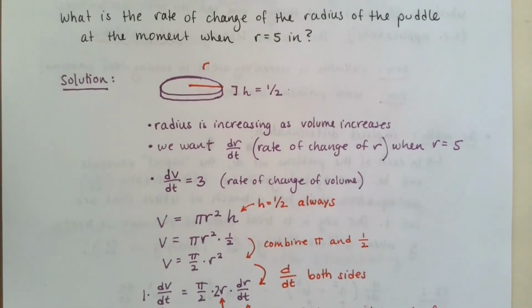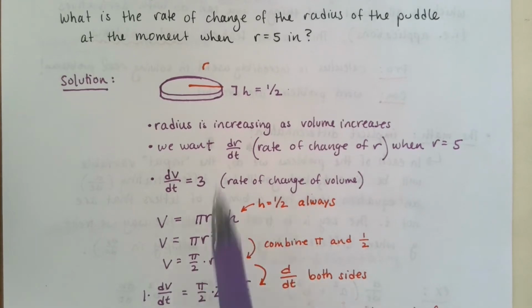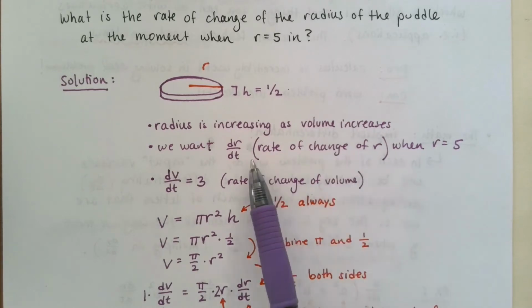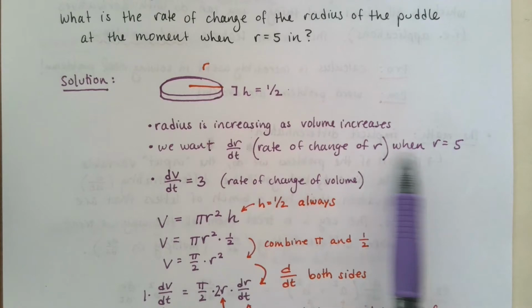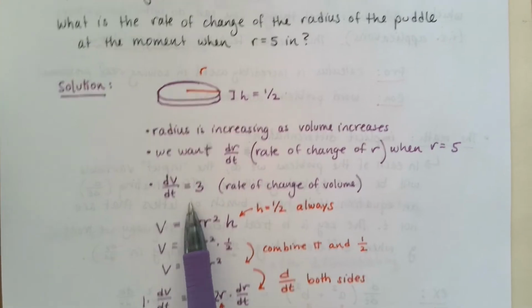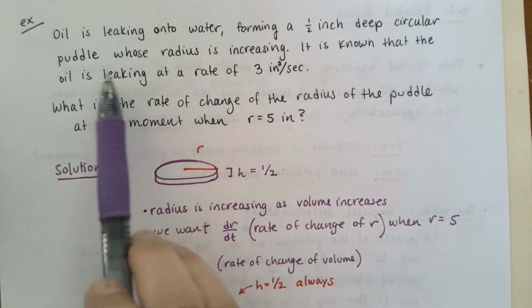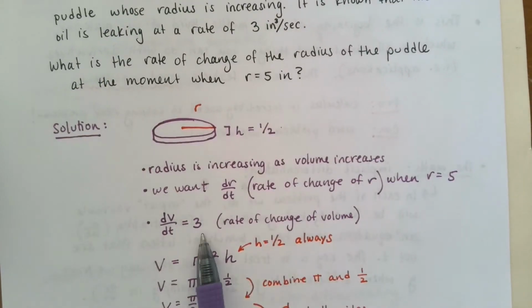All right, so I have a few bullet points to start off, kind of collecting information, labeling things as math. So I'm noticing that the radius would be increasing. We're looking for dr/dt because they want the rate of change of the radius at the moment that r is 5. And they're telling us that dv/dt is 3. I can tell that because of this line right here. The oil is leaking at a rate of 3 cubic inches per second. So that's telling us an increase in volume. So the volume is increasing at a rate of 3.